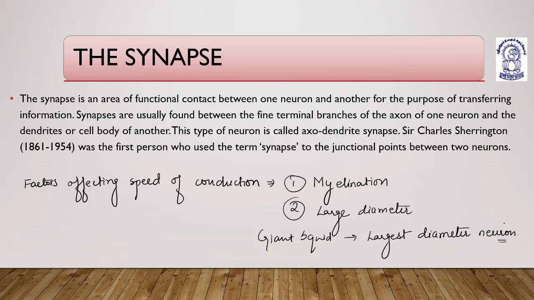Okay. The conduction velocity is more in warm-blooded animals. So temperature also can affect the velocity of conduction.